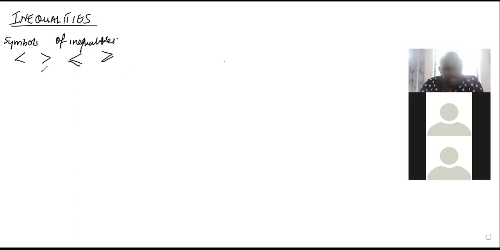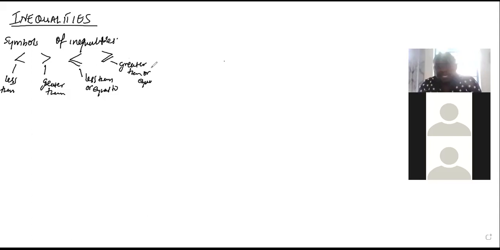So in that sense, this one can mean less than, then this symbol can mean greater than. Then this is less than or equal to. And this is greater than or equal to. Where we have the equal sign, a value being talked about is inclusive. Where we have no equal sign, the value is not inclusive.